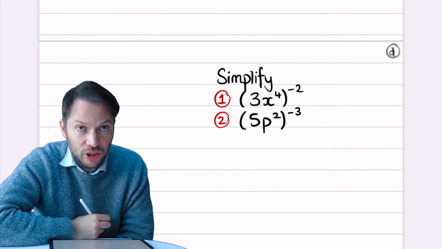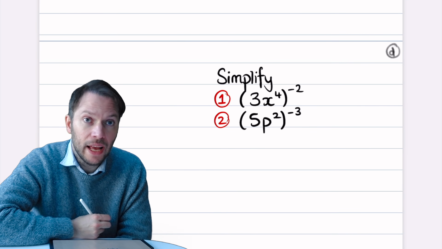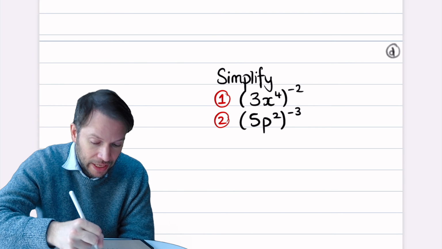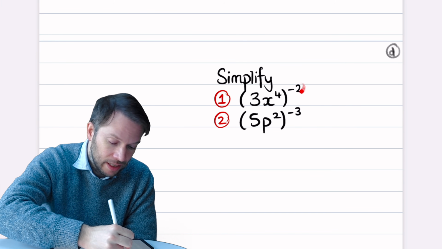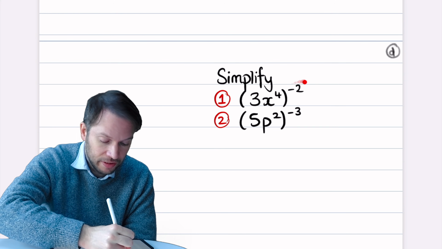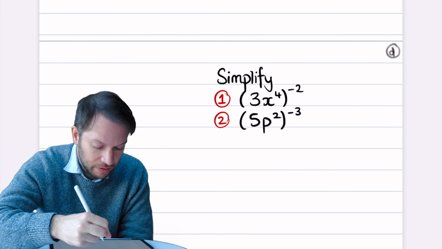Hi, in this video we're going to do algebraic terms to a negative power. By a negative power I just mean the index here is a negative number. So it's an index of -2, this is an index of -3.